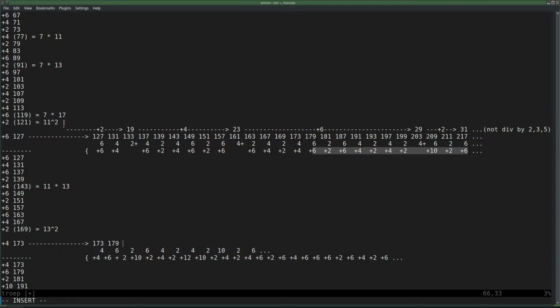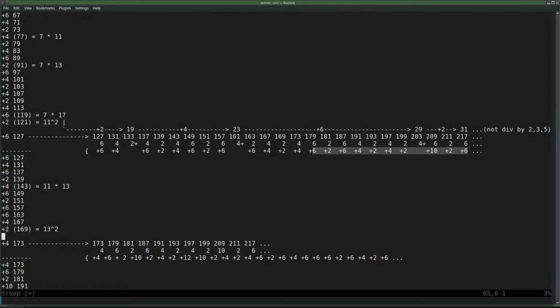So down there, the numbers that belong to that are 181 plus 2, 183. That's not correct. Plus 2 is 181. Plus 6 is 187. Plus 4 is 191. 193 plus 4, 197. Plus 2 is 199. Plus 10. 209 plus 2, 211 plus 6, 217. And we don't know what comes next.